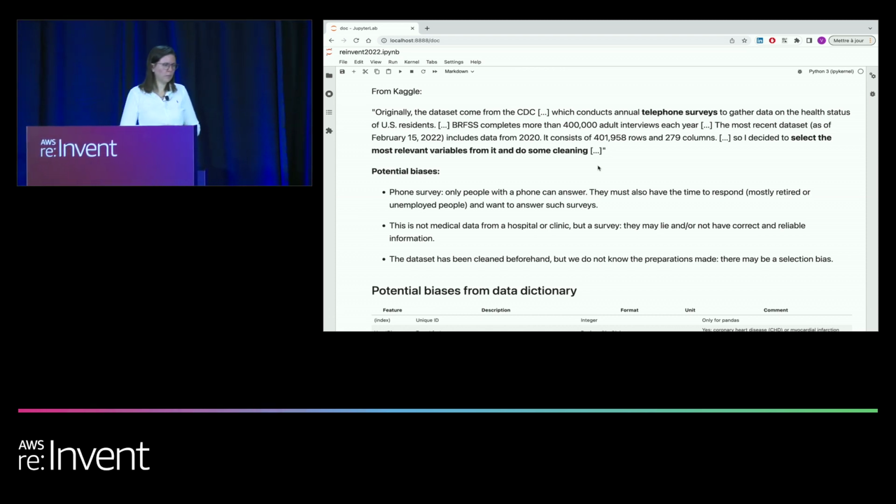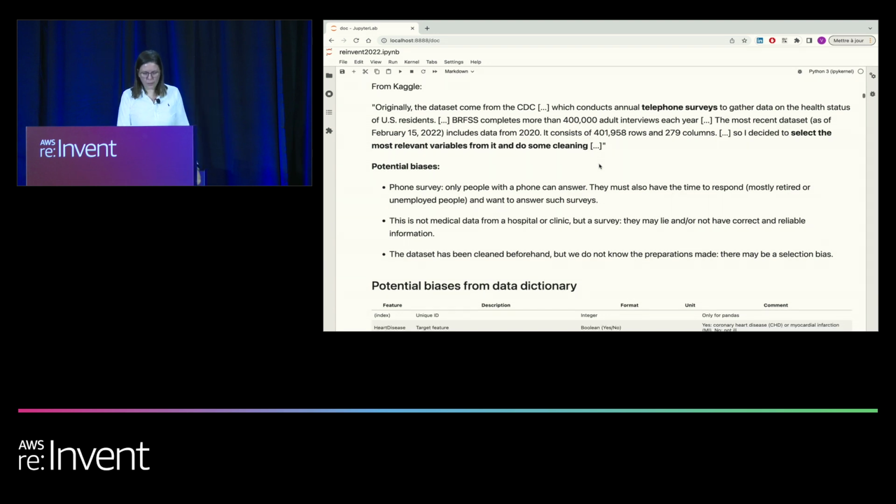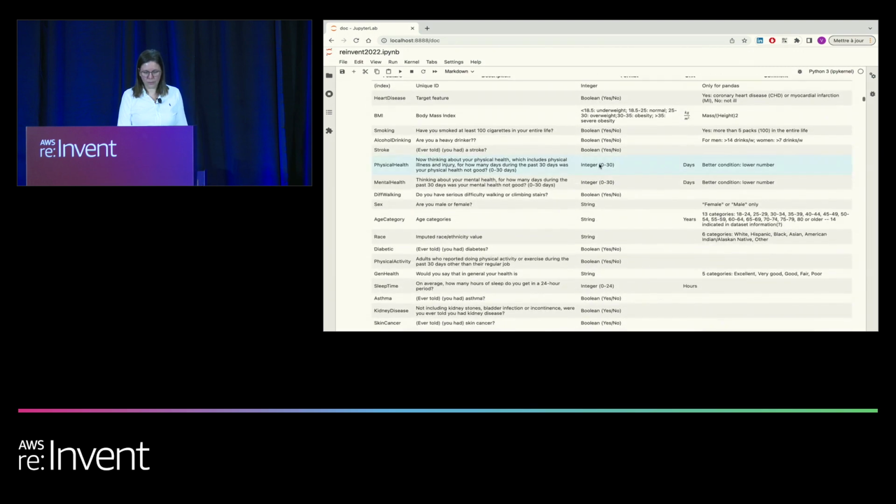So there are a lot of problems, and moreover, it is not a clinical or hospital data set. It's just a phone survey, okay? So I know that if you look at some of the questions that were asked, maybe you would have lied. So the second phase is to look at the data dictionary.